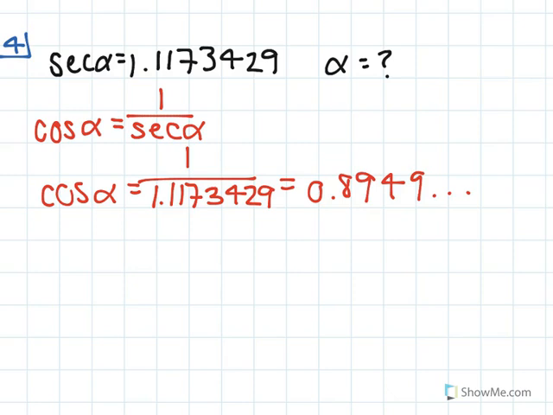So now that we have our value in terms of cosine of alpha, we can use an inverse function on our calculator to solve for alpha. So you can use the inverse cosine button on your calculator, and in that you'll put 0.8949.